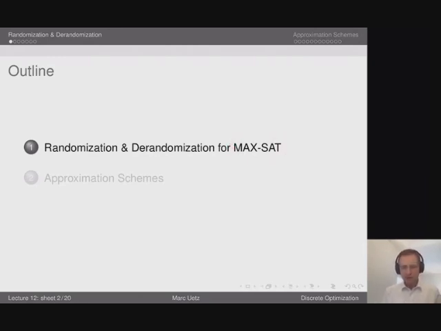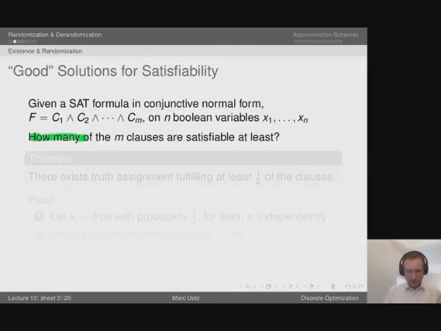So what is the maximum satisfiability problem? Well, we are given, just like in the regular satisfiability problem, an instance of SAT. So that is a formula in conjunctive normal form, the conjunction of m clauses on n Boolean variables. But the question now is, well, how many of these m clauses can I satisfy at least? Maybe not all of them can be satisfied, then we would have a yes instance of the SAT problem, but how many of the clauses can I satisfy at least?